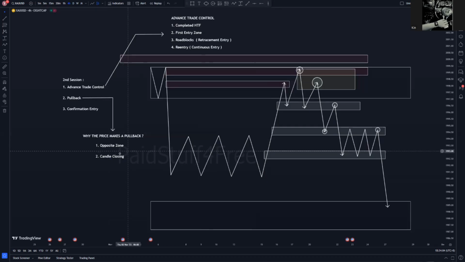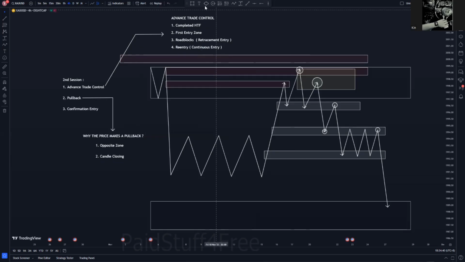About the opposite zone, I am pretty sure all of you already understand how it works. We have this engulfing sell. Why does the price make a pullback into it? Because of this opposite zone, which is because of our roadblocks. I think all of you already understand that one. So let's go to the second one.